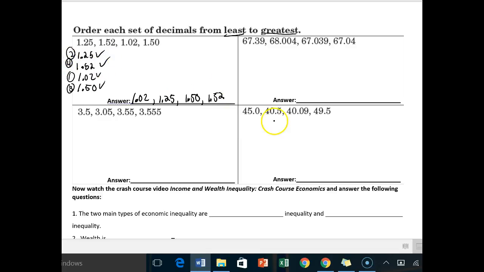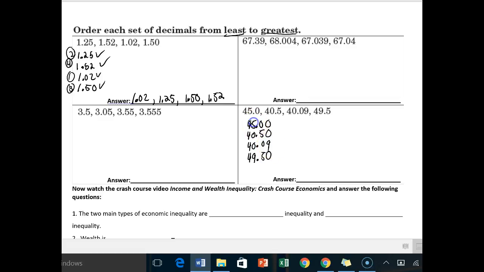All right, let's check out this one. So 45.0, 40.5, 40.09, and 49.5. Anytime I have a number here with an empty space, that means I need to fill in this space with zeros, and now I can compare. So I have 45.00, 40.50, 40.09, and 49.50.